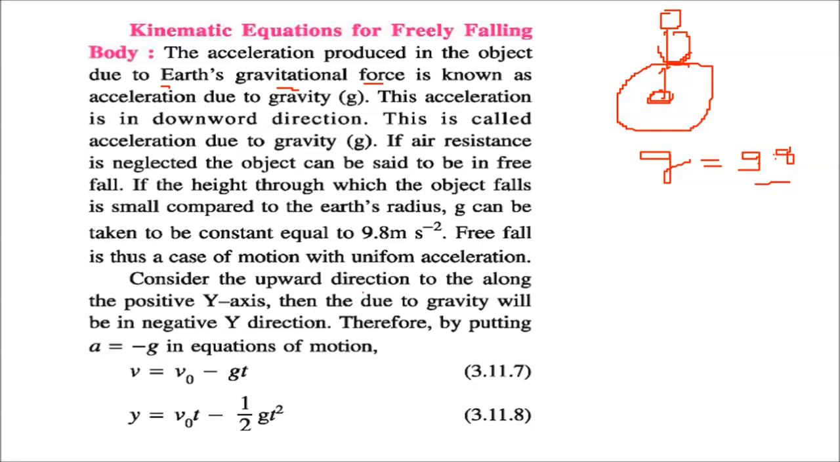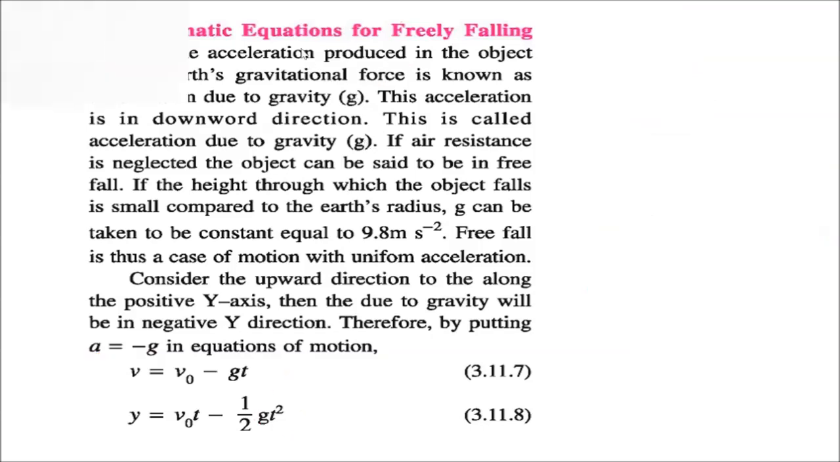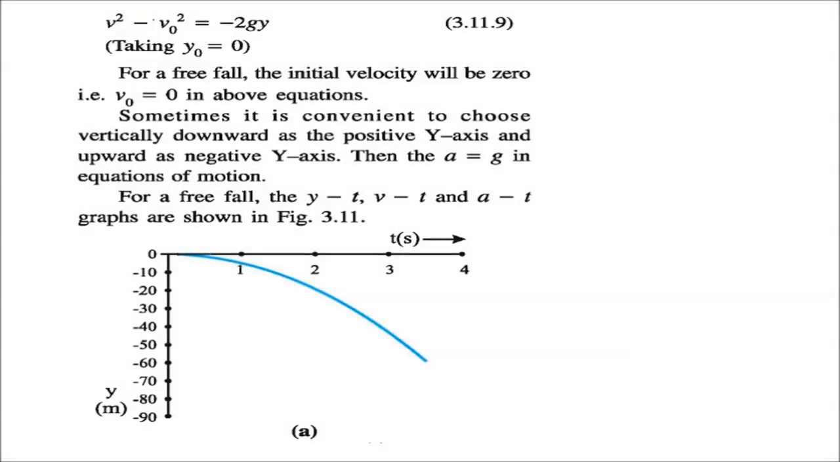Now just consider the upward direction along the y-axis like this. Because the acceleration is on the other side, in the opposite direction, a has to be minus g. Let us put it in the equation. We know v equal to v0 plus at, and when we put a equal to minus g, it will be v equal to v0 minus gt. Again, y equal to v0t minus half gt square. Then we have v square minus v0 square equal to minus 2gy.